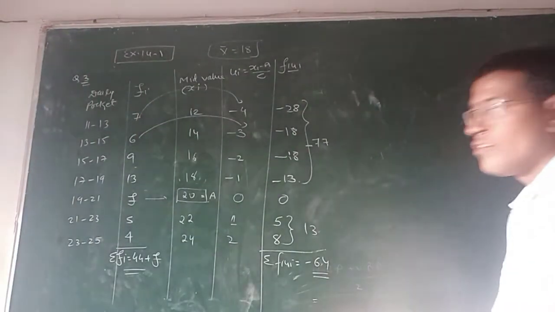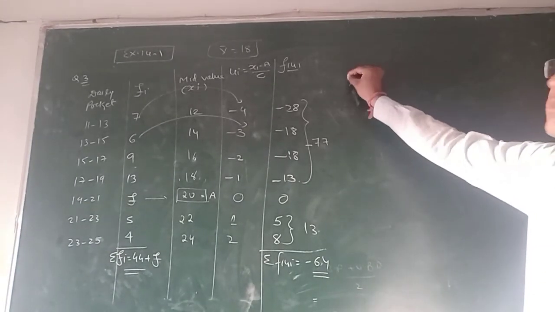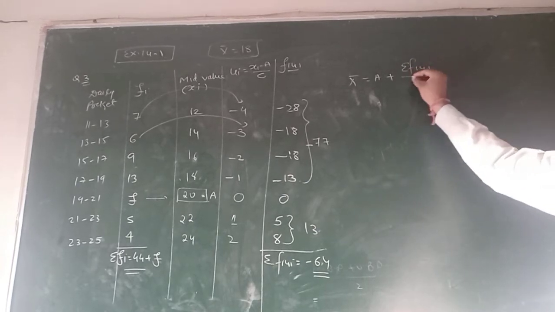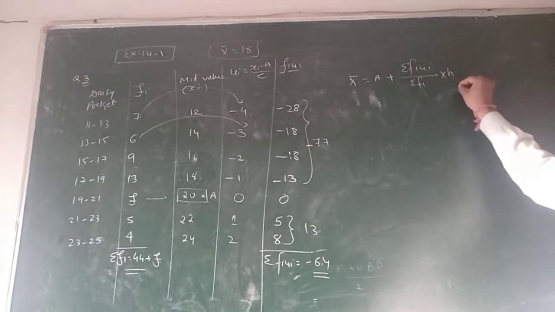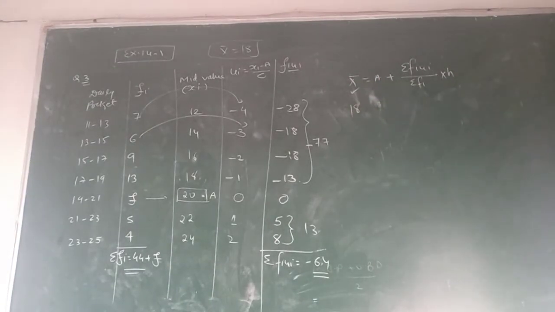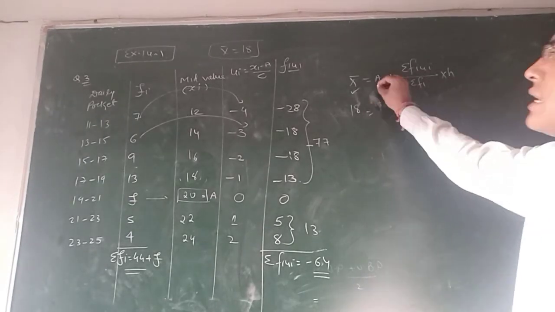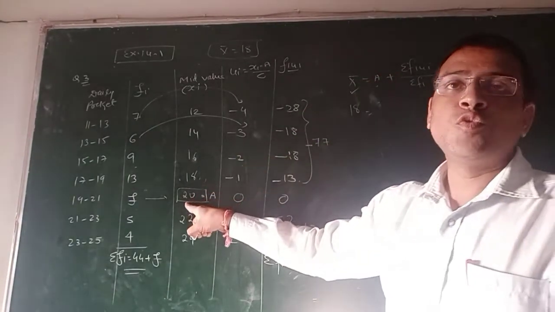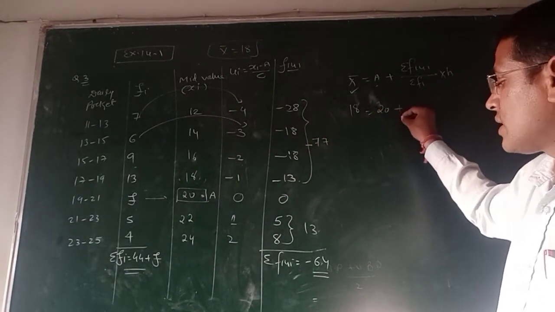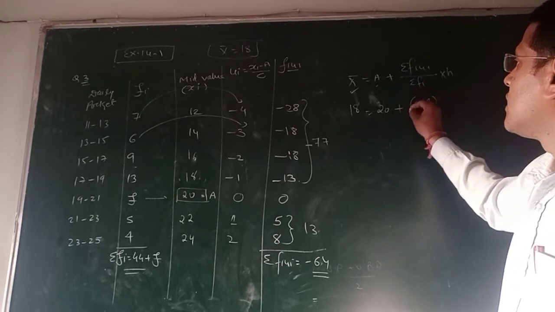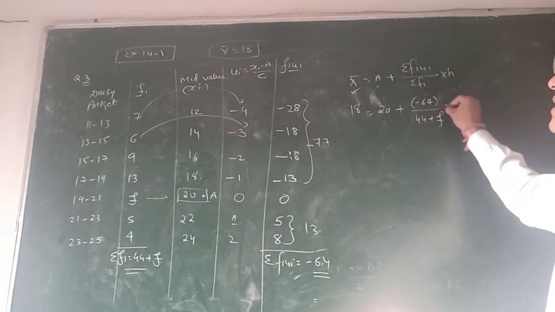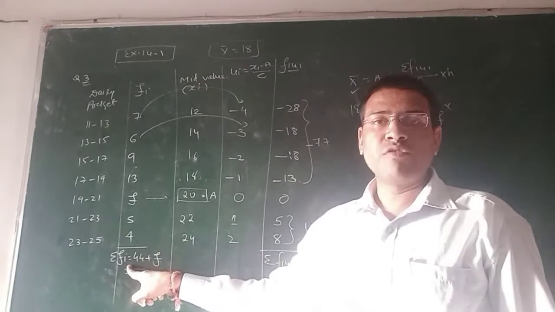Now what is the formula of the deviation method? So x bar is equal to a plus sigma fi ui divided by sigma fi, into h. Here x bar is given to you, that is 18, where a is equal to, what is a? We have assumed a as 20, so put over here 20 plus sigma fi ui, which is -64, and sigma fi is 44 plus f. The missing data f which is given to you, we will take that. Here it is 44 plus f.